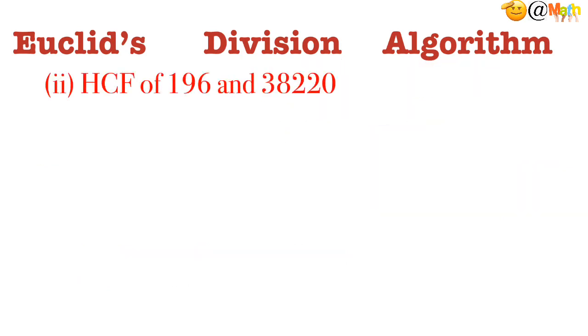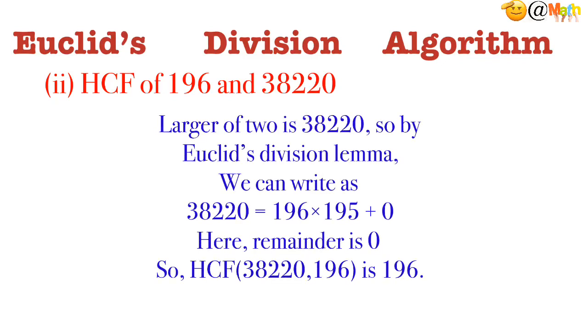Now let us find the HCF of 196 and 38,220. The larger of the two is 38,220. So by Euclid's division lemma, we can write 38,220 as 196 into 195 plus 0. Here, as the remainder is 0, the HCF of 38,220 and 196 is 196.